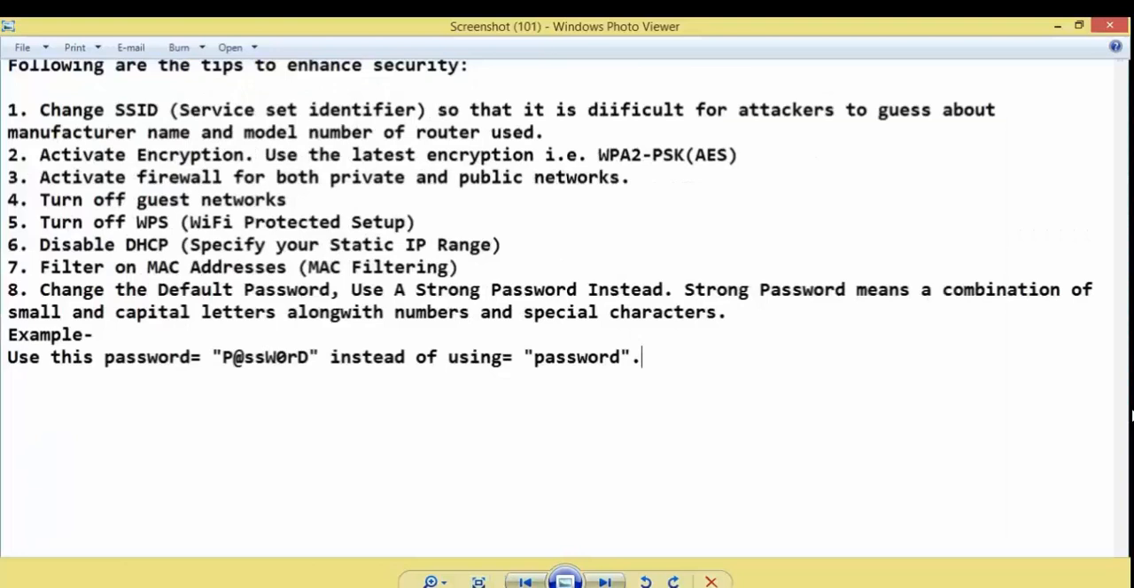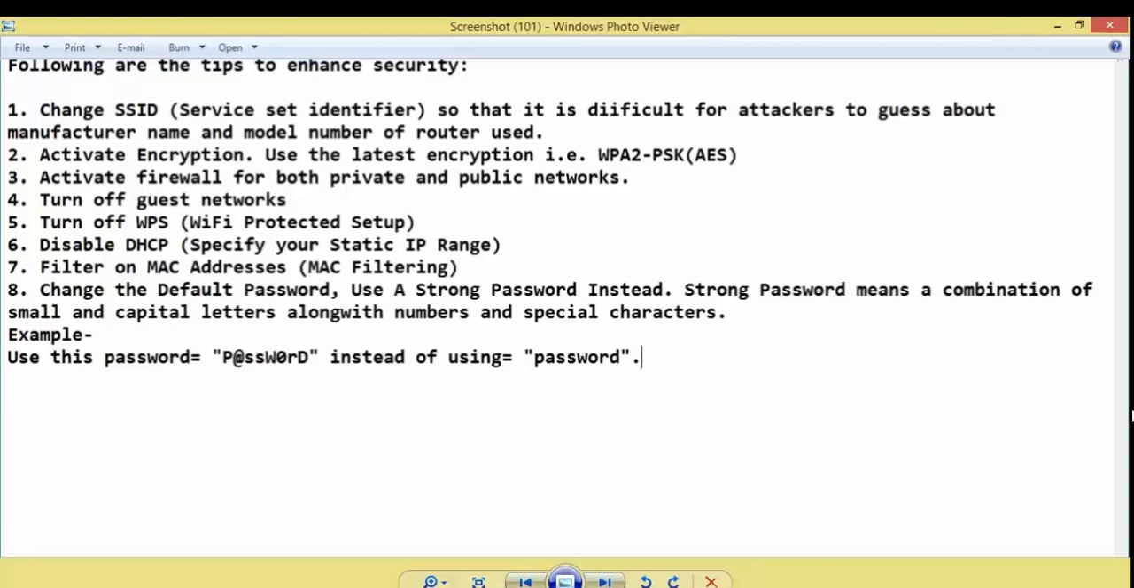Here are some tips to secure your Wi-Fi router. Your first tip is change the SSID so that it is difficult for attackers to guess about manufacturer name and model number of router used. Our second tip is activate encryption. Use the latest encryption, that is Wi-Fi Protected Access 2.